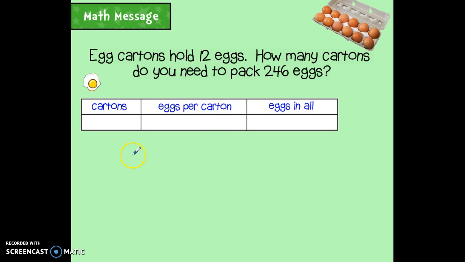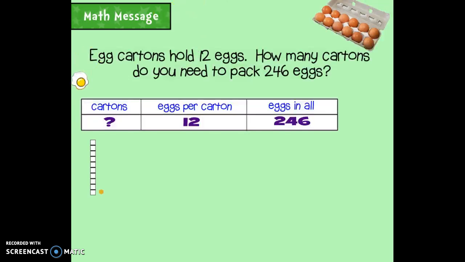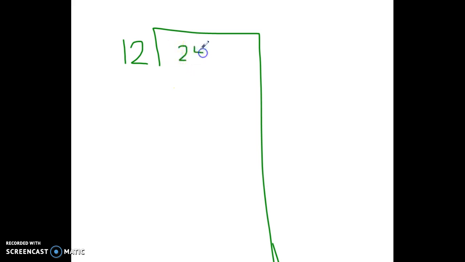If egg cartons hold 12 eggs, how many cartons do you need to pack 246 eggs? Well, I know I have 246 eggs in all, and I have 12 eggs in a carton. So this problem becomes 246 divided by 12. So let's set it up. I want to see how many times 12 fits into 246. Again, I like to start with just groups of 10 or 100. So 10 groups of 12 is 120.